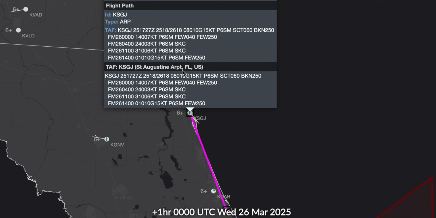St. Augustine Airport. So from the 25th day at 1727 Zulu, it's valid from the 25th at 1800 to the 26th at 1800. Winds 080 at 10, gusting 15 knots. Visibility greater than 6 statute miles. Scattered 6,000, broken 25,000. Okay, so our ceiling looks like it's generally staying around 25,000 feet.